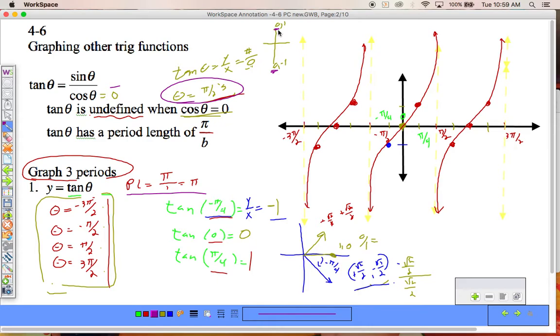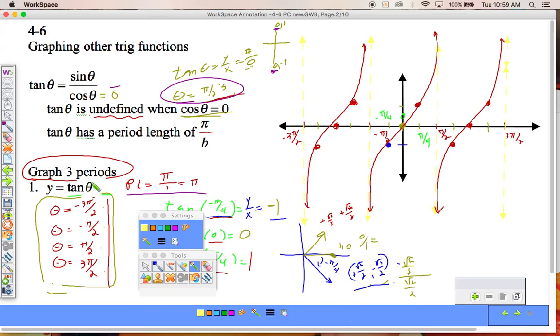So I'm going to set this value, this theta, right here, because that's what I'm taking the tangent of, equal to 4 consecutive pi over 2's. Negative 3 pi over 2, negative pi over 2, pi over 2, and 3 pi over 2. I don't have to solve, so those are going to be my vertical asymptotes that I drew on my graph.